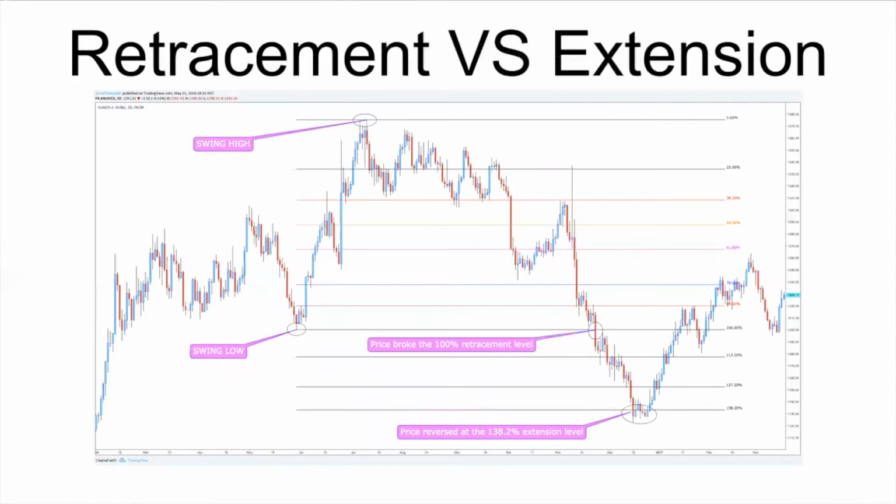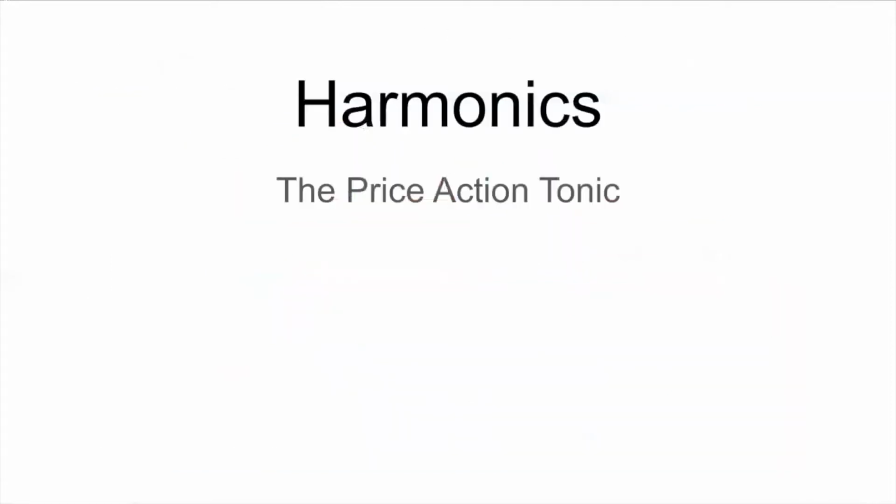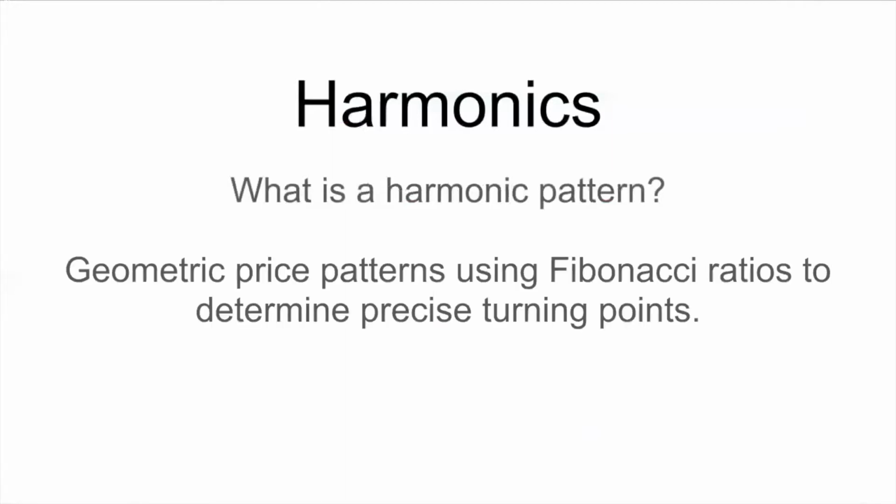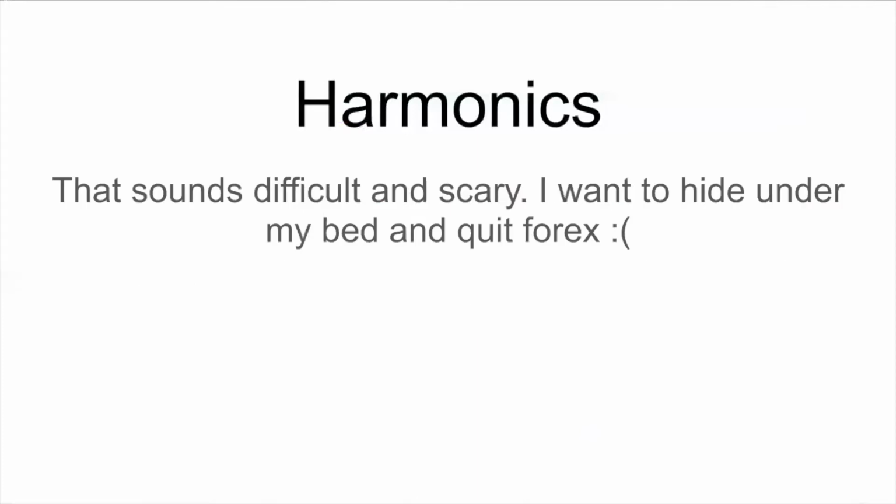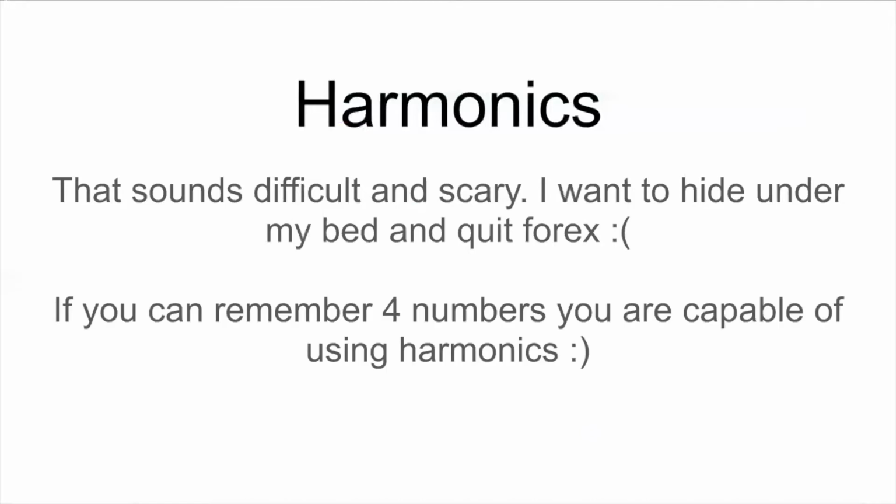So now let's move on to harmonic patterns. I like to call it the price action tonic, because it just gets the job done very fast. It makes it so that you can make your trades from somewhat accurate to very accurate with just adding one thing. So what exactly is a harmonic pattern? They are geometric price patterns using Fibonacci ratios to determine price turning points. In simple terms, it's giving us an area where price is likely going to reverse. It sounds difficult and scary, like I should go to bed and quit Forex. I know what you're thinking, but it's actually pretty simple. If you can remember four numbers, you're capable of using harmonic patterns.